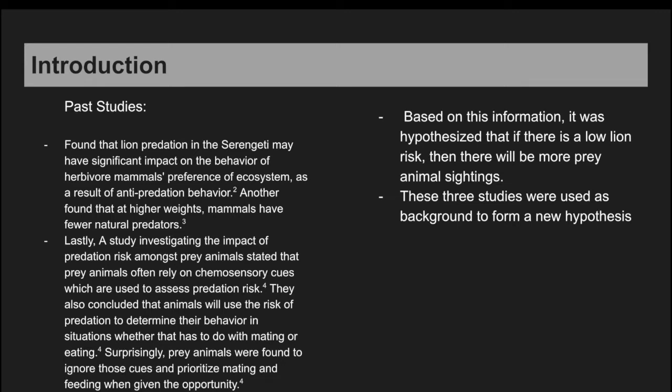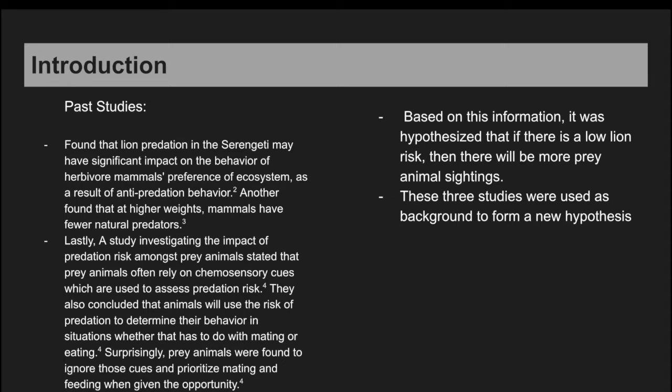It was determined that prey animals use what are called chemosensory cues to assess predation risk. These cues help prey animals determine who and what may be a predator. Chemosensory cues help prey animals make decisions and choose their behavior in situations that may be mating or eating. Oftentimes, it was found that prey animals disregarded these cues and prioritized mating and eating whenever they had the chance.